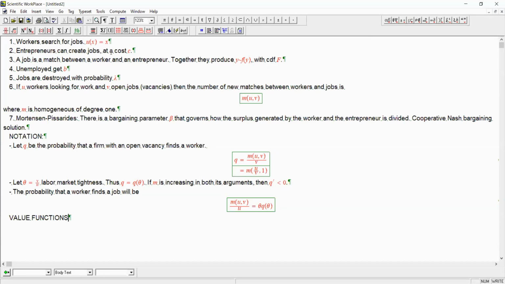First, let's start with an entrepreneur who has a filled vacancy. In other words, they are working with a worker. And let's call their value function J. Let's also use what we did before when we were talking about the one-sided search model, where we're first of all going to measure value functions at the end of the period.